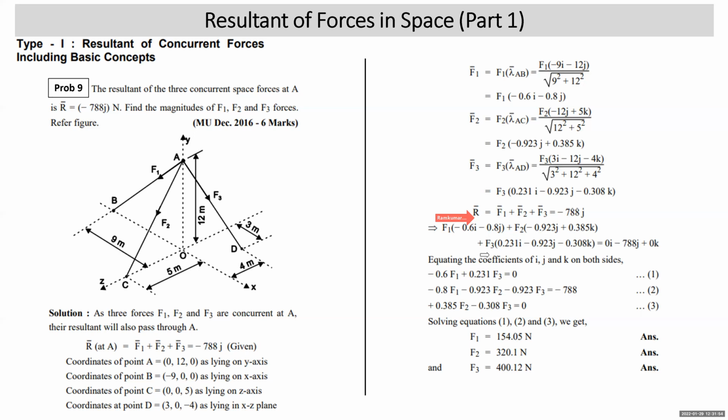Now the IJK coefficients will be equated from both sides. I coefficient: minus 0.6 F1 plus 0.23 F3 equals 0. J coefficient: minus 0.8 F1 minus 0.923 F2 minus 0.923 F3 equals minus 788. So all terms are negative. K coefficient: plus 0.385 F2 minus 0.308 F3 equals 0. Solving equations number 1, 2, 3, these three simultaneous equations, you get the values of F1, F2, and F3.